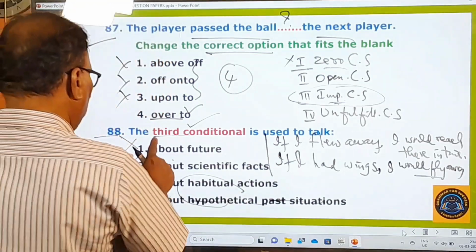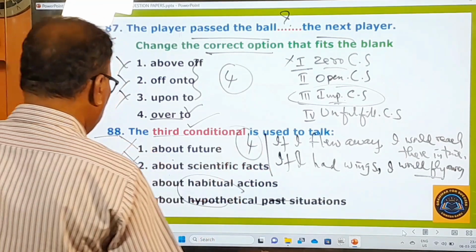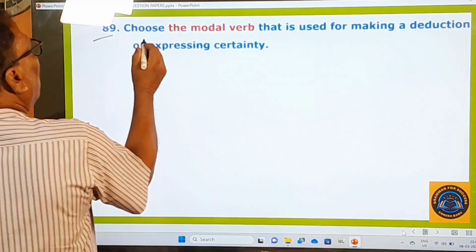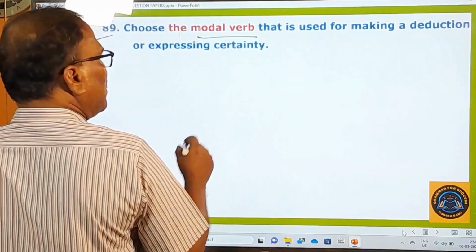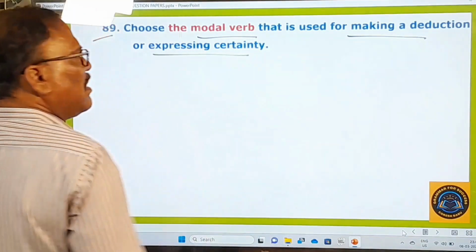So this first one, second one, third one are wrong. Only the fourth one is your answer. And now let's move on to the last round of questions. 89th one. Choose the modal verb that is used for making a deduction or expressing certainty.